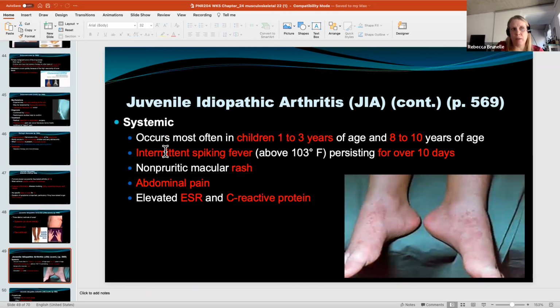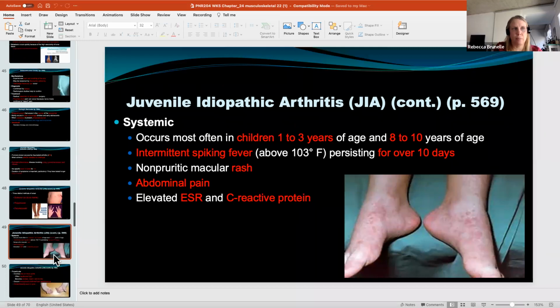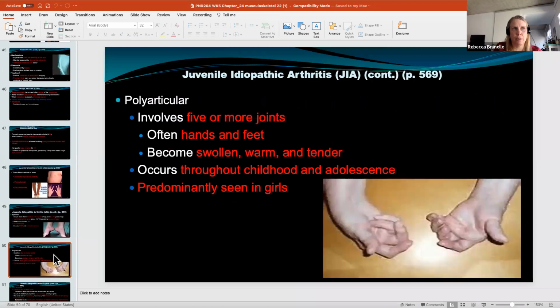So when they present, they usually have these very, very high fevers around 103, and the fevers persist for multiple days. It's not like they have a fever for one day and then they feel better. So high fevers for like 10 days, and this typical rash that you see here. They might also have abdominal pain. And then both of these, the ESR and the C-reactive protein, are markers of inflammation. So they would be elevated.